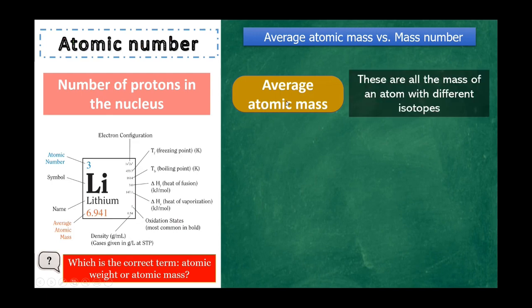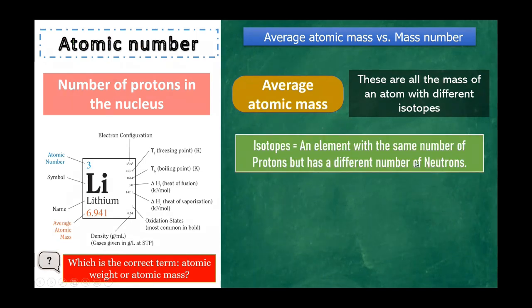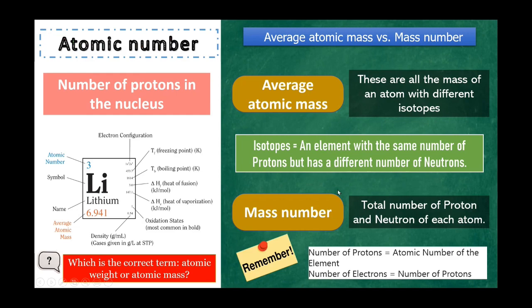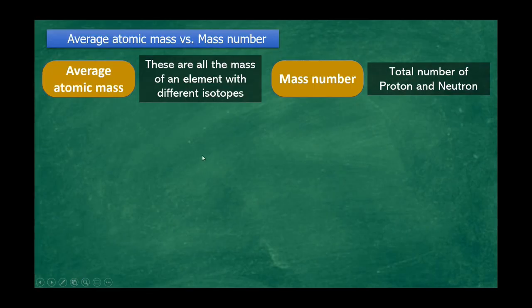Average atomic mass is the mass of an atom considering its different isotopes. And what is an isotope? These are atoms of an element with the same number of protons but a different number of neutrons. And the mass number is the total number of protons plus neutrons of each atom. So you just add the protons and the neutrons, and that will be the mass number of each atom. And remember, protons equal the atomic number, and electrons and protons are equal in number. Now let's have an example.